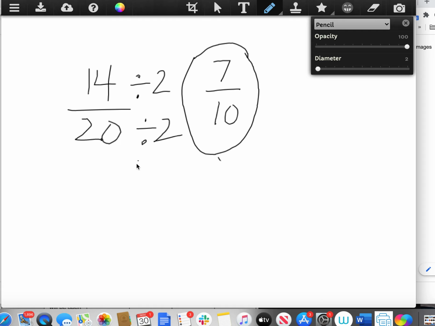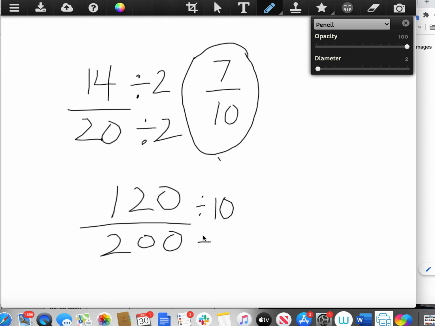So you can take any number, it could be a large number, and you think, what can go into 120 and what can go into 200? Well, they both end in 0, so I can say 10. Whatever I do to the top, I have to do to the bottom. 10 goes into 120 12 times, and 10 goes into 200 20 times. But it's still not as simple as can be, because I can divide 2 into both 12 and 20.